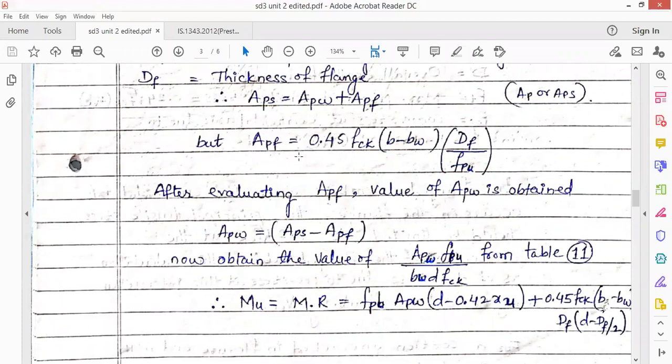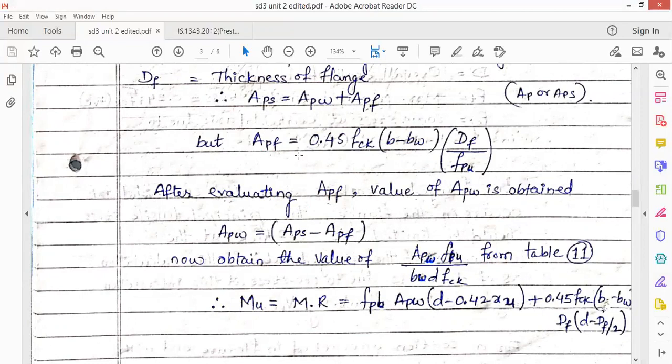Once we obtain this value of APW, why do we need APW? Because the neutral axis is lying in the web portion. If it is in the flange, then it is APS directly. So there is no change in the writing of this quantity, APW into FPU divided by BW into D into FCK. When the neutral axis lies in the web, only then am I going to replace this APS by APW, because the neutral axis lies in the web.